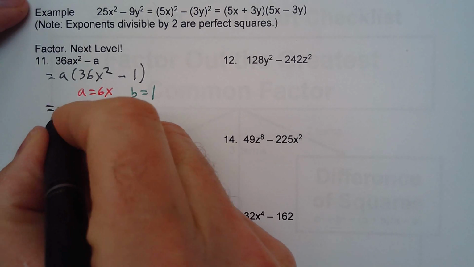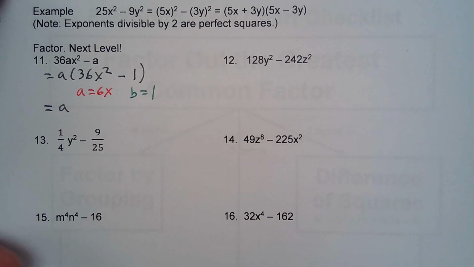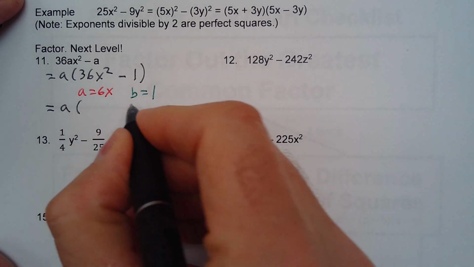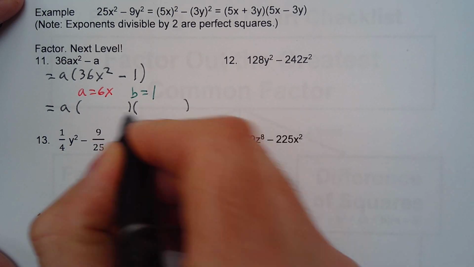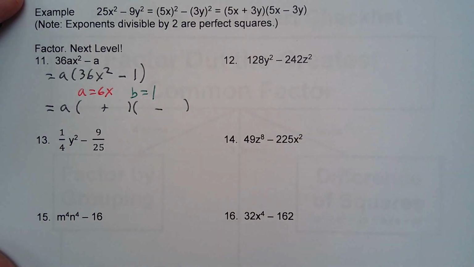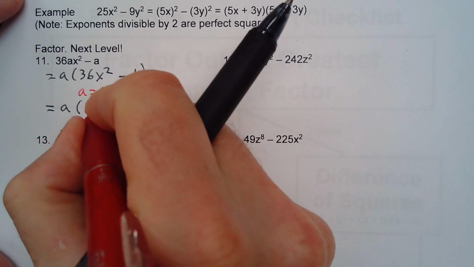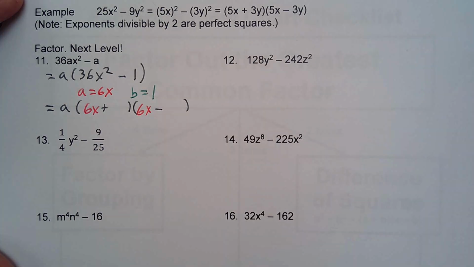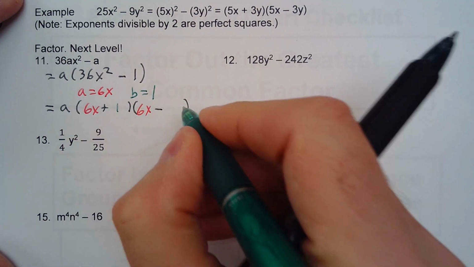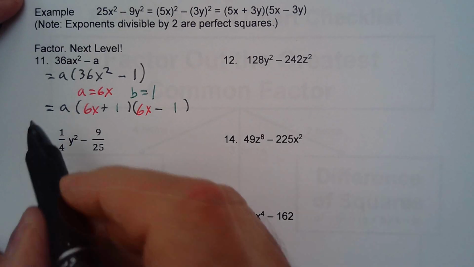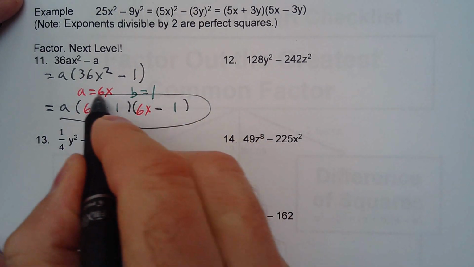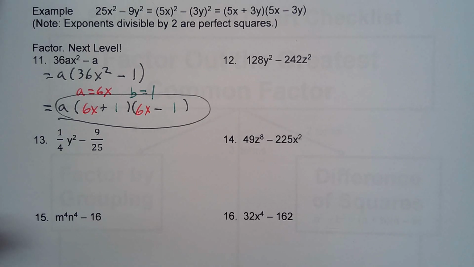Now remember, I'm going to go ahead and write my a down. Very important to write that. And then I'm going to write my binomial twice, one with a plus and one with a minus. So I'm going to have my 6x plus 1 and 6x minus 1. And so that would be our answer. Let's take a look at the next one.